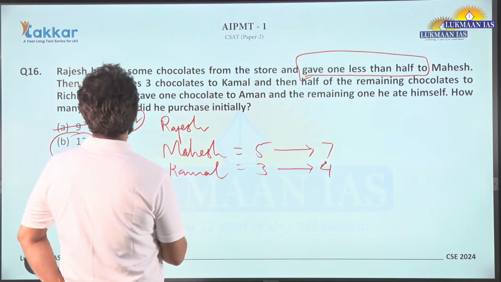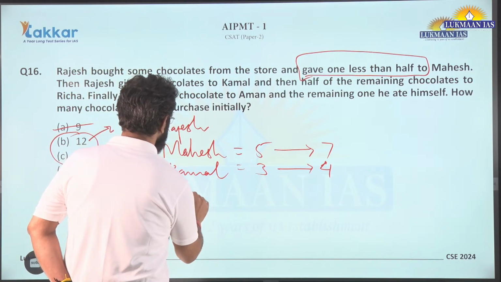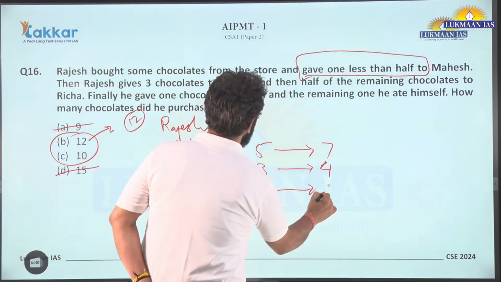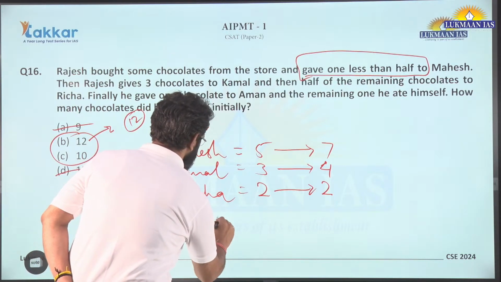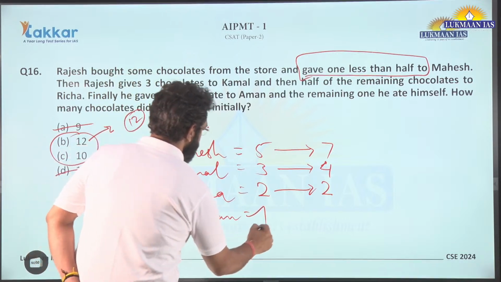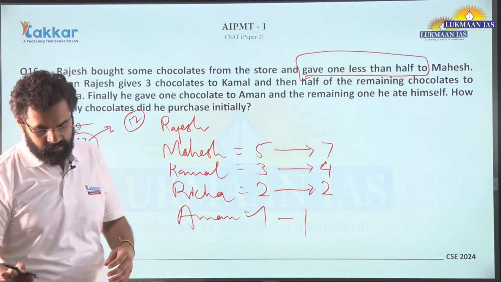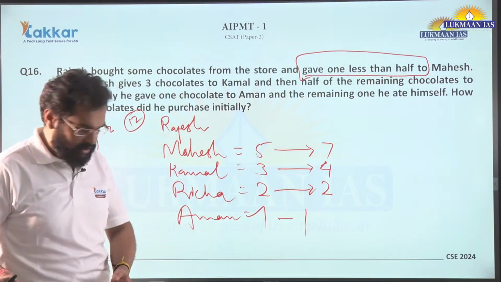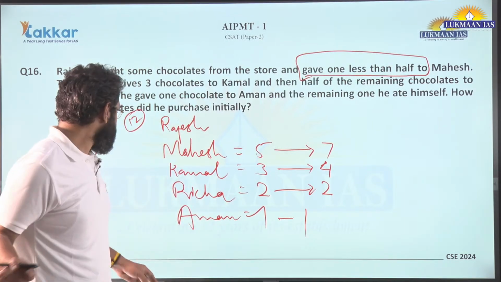And he gave half of the remaining chocolates to Richa. He is still left with two chocolates. Then he gave 1 chocolate to Aman. And the remaining one he ate himself. Okay, right. So this satisfies the whole demand of the question. So the right answer would be 12, option B. Let's see next.